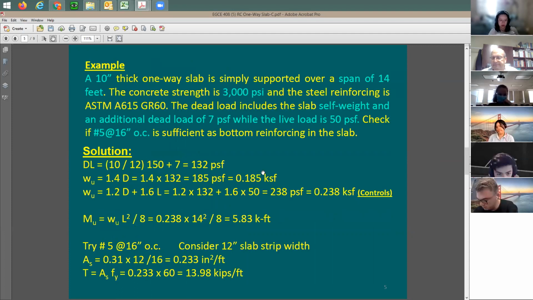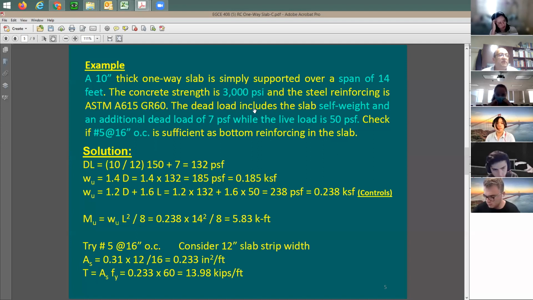We have one example. It says here that you have a 10-inch thick one-way slab, simply supported over a span of 14 feet. So the span here is 14 feet. Slab thickness is 10 inches. Strength, 3,000 psi for the concrete. Yield strength, 60,000 psi.